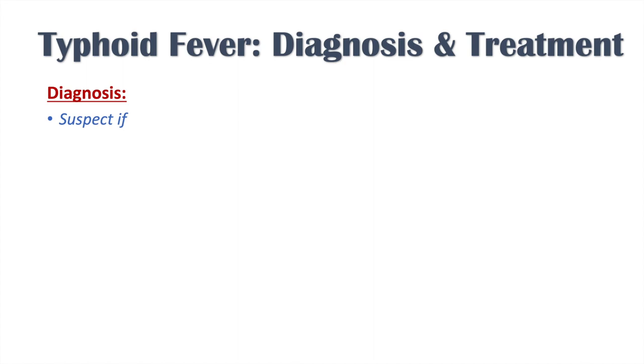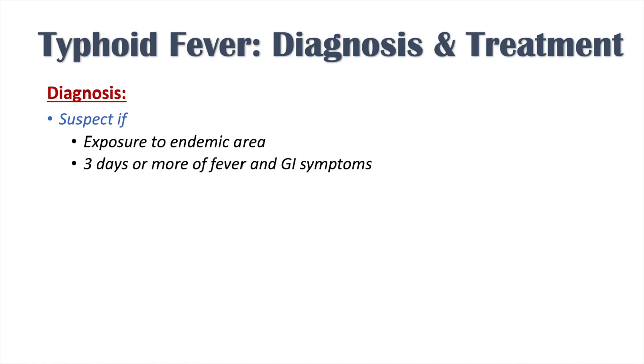So you suspect typhoid fever if there's exposure to an endemic area, and if you have been exposed to an area that has a lot of typhoid fever, you're going to suspect it even more if there's 3 days or more of fever and GI symptoms like the diarrhea and the constipation and the abdominal pain we talked about, or the hepatosplenomegaly or the intestinal bleeding.